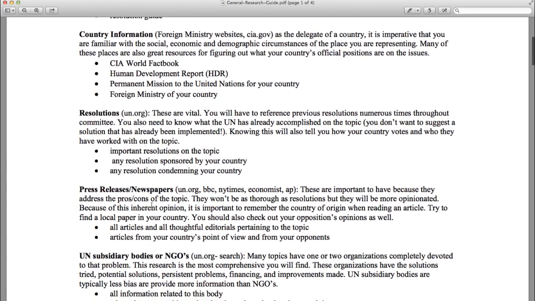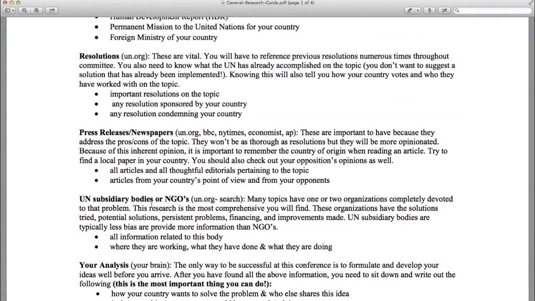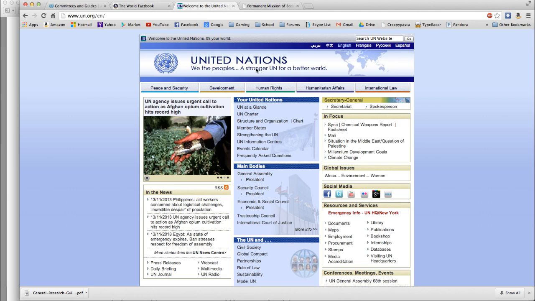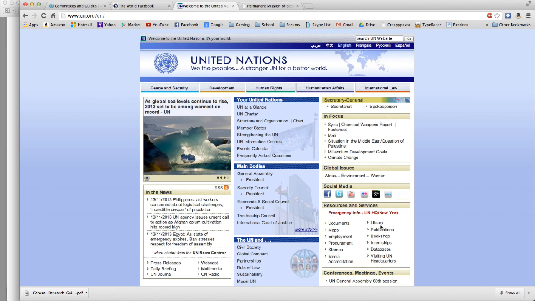Then, of course, resolutions. Now, I'm not talking about the resolutions you write or are going to write. I'm talking about actual resolutions that have happened in the United Nations. And so, considering that these are what you're about to write and actually going to go through soon, it might be a good idea to maybe base them off of past ones. And so you go to this site right here, just un.org, and you'll find this site right here. And it has everything you need.